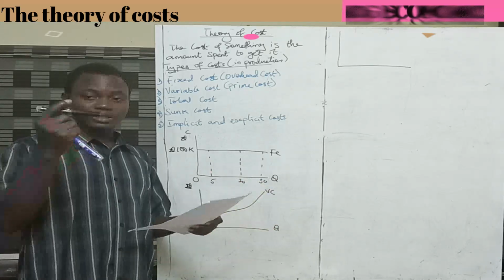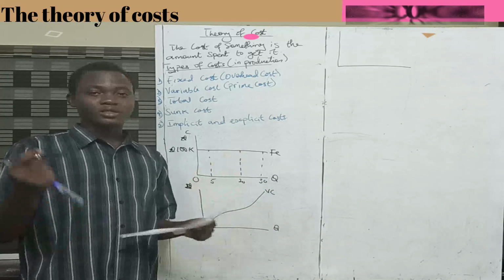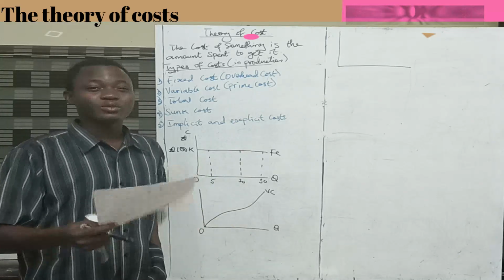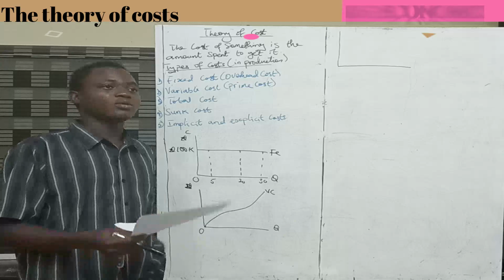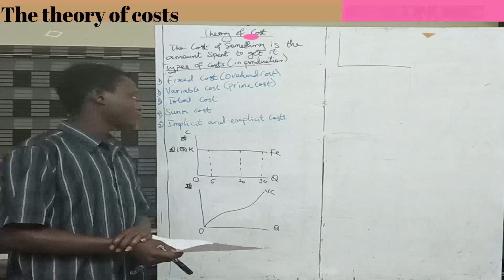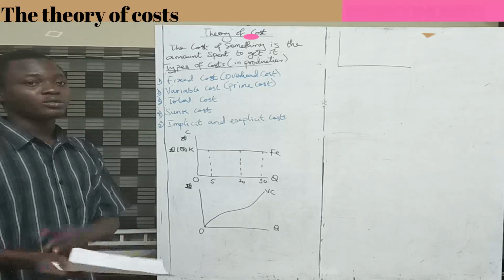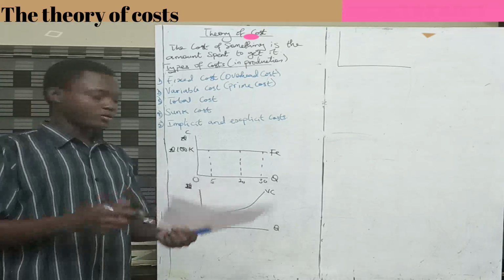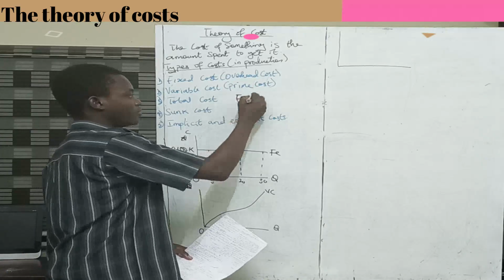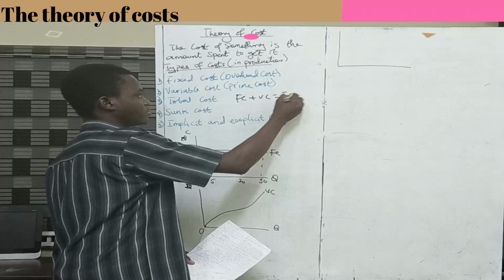All right. These stuffs are variable, right? They are variable inputs, like variable factors of production. So the amount that I used to buy them is a variable cost. All right, so that's that. Then we have the total cost. Total cost is just the sum of the fixed cost and your variable cost. FC plus VC equals total cost.